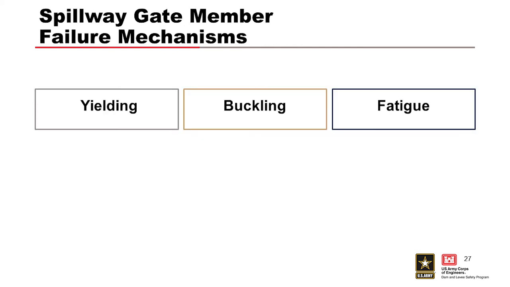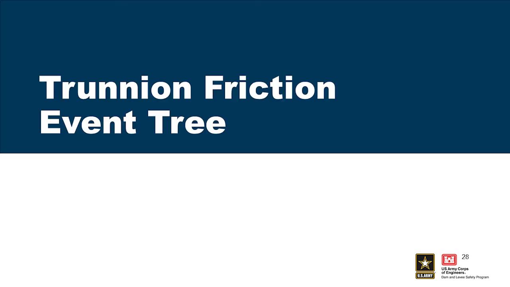So when we're looking at a failure mechanism for these gates, we're looking at yielding and buckling of those strut arms, and then fatigue due to multiple operations. Other factors that may lead to fatigue of these members would then result in yielding or buckling. So let's talk about a trunnion friction event tree.